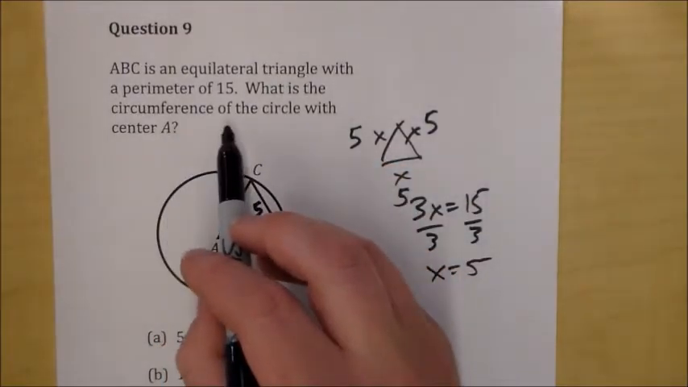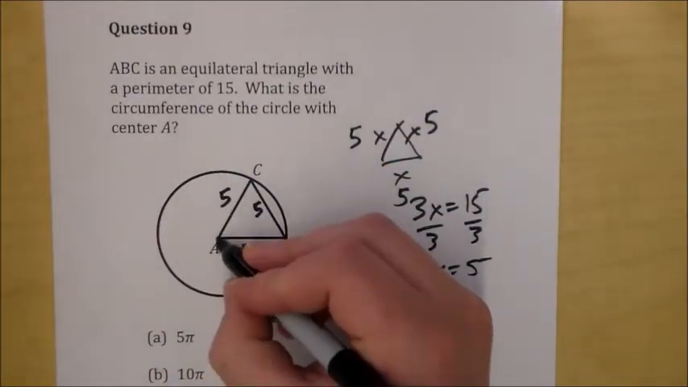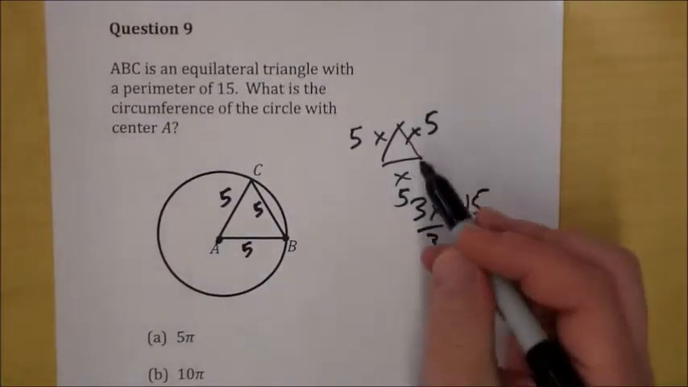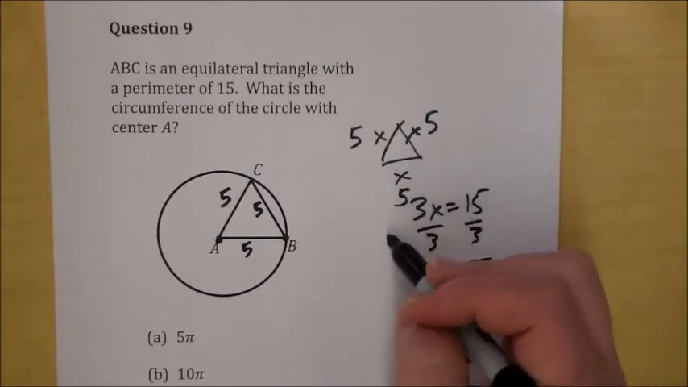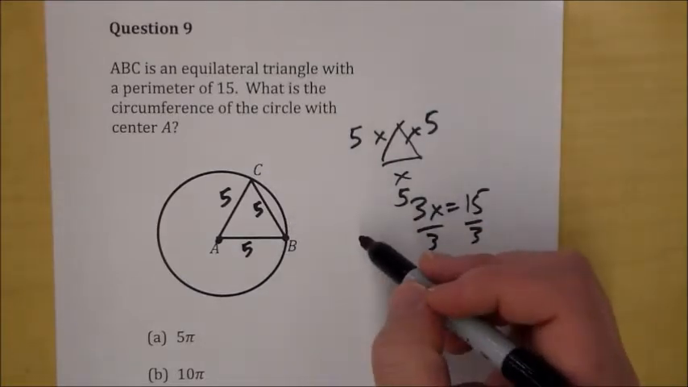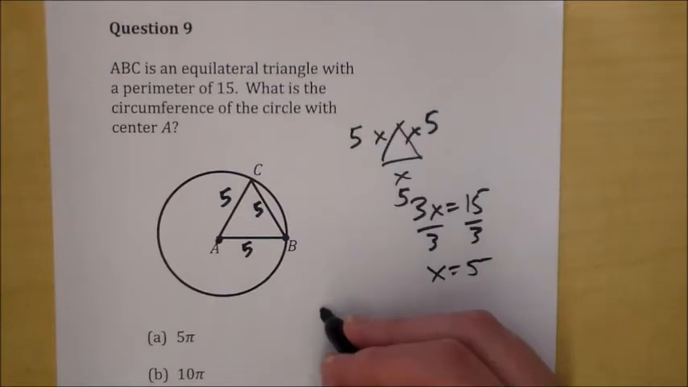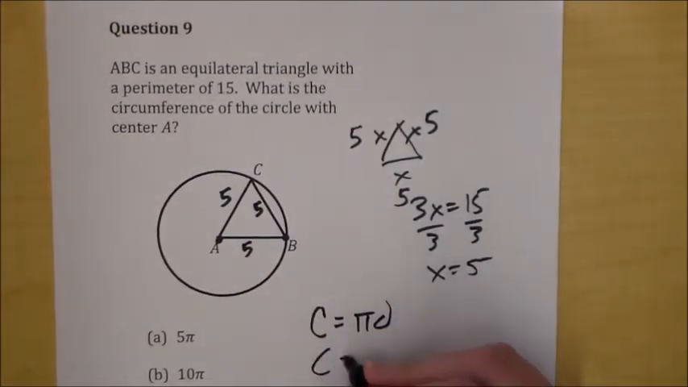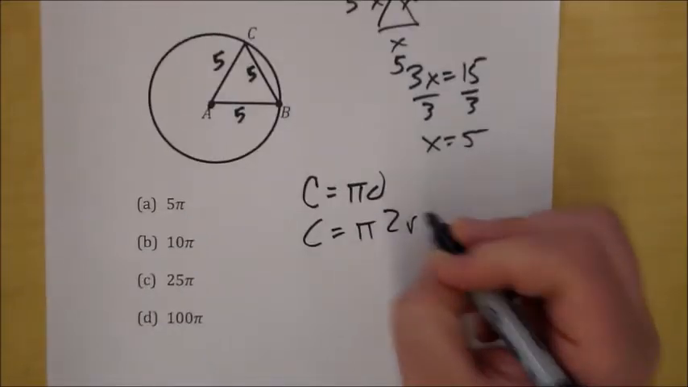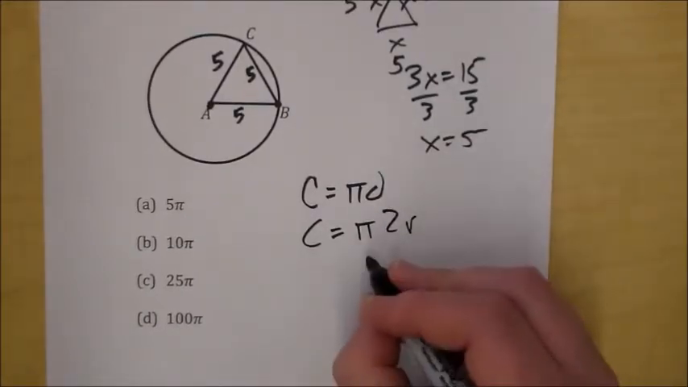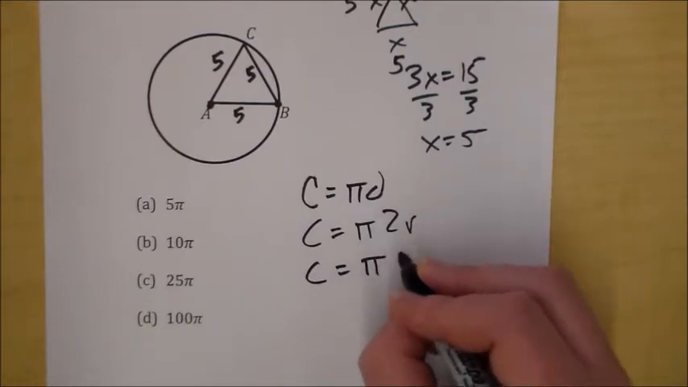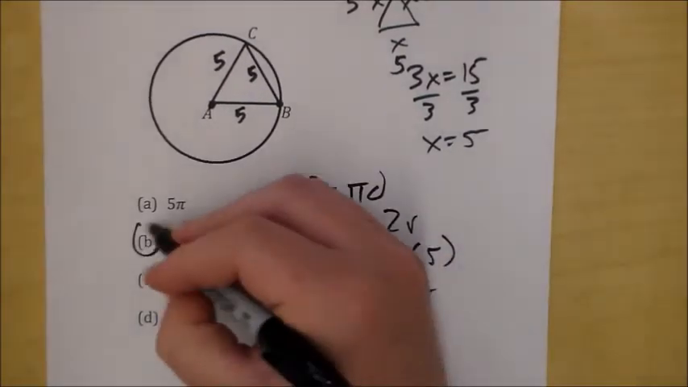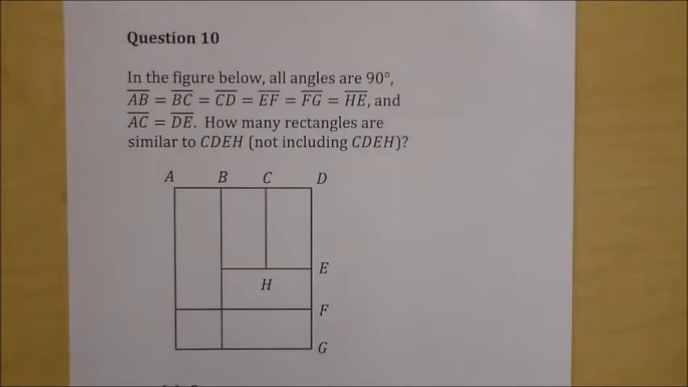Okay, what is the circumference of the circle with center A? So A to B is 5. We know that because 15 divided into three sides is 5, 5, 5. So the radius is 5. We're looking for the circumference. Circumference equals pi times diameter. Diameter is 2r, so we can write that as pi times 2r. My radius is 5, so circumference will equal pi times 2 times 5. Circumference will equal 10 pi. We're good to go.